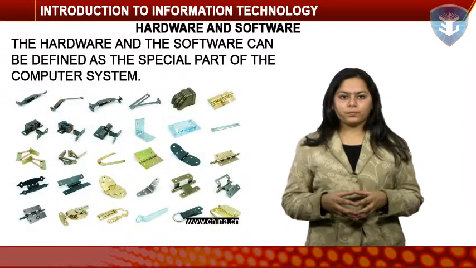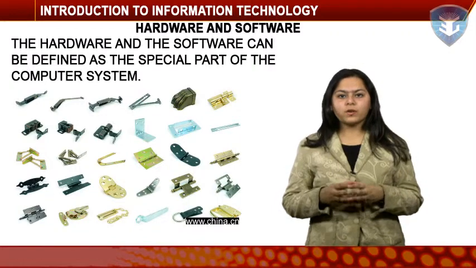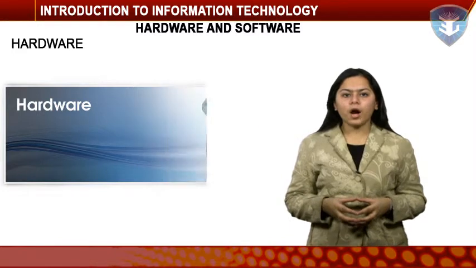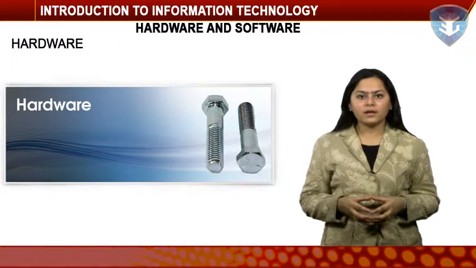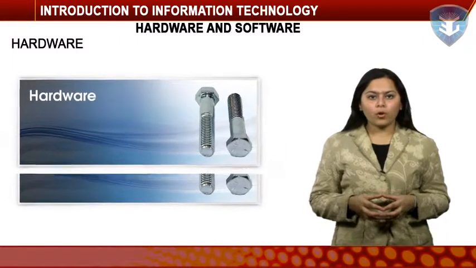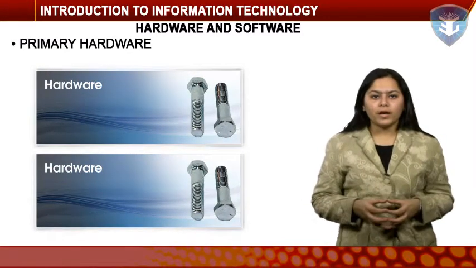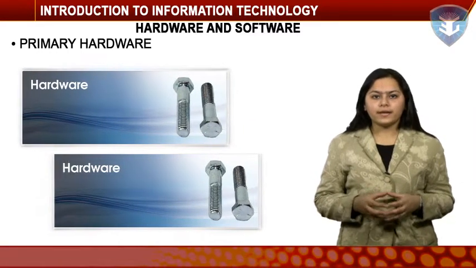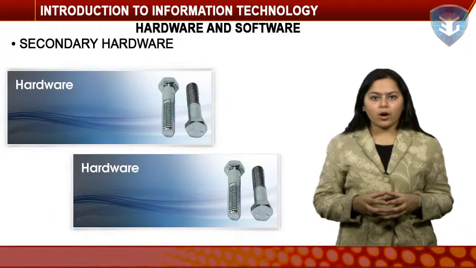Hardware and software. The hardware and the software can be defined as the two main parts of a computer system. Hardware: all physical contents of a computer are hardware. This term is given to all electrical and mechanical devices attached to the computer for the purpose of input, process, storage and output operations. Primary hardware is the CPU and its other units, circuits and ICs. Secondary hardware is the memory or storage area of the computer.